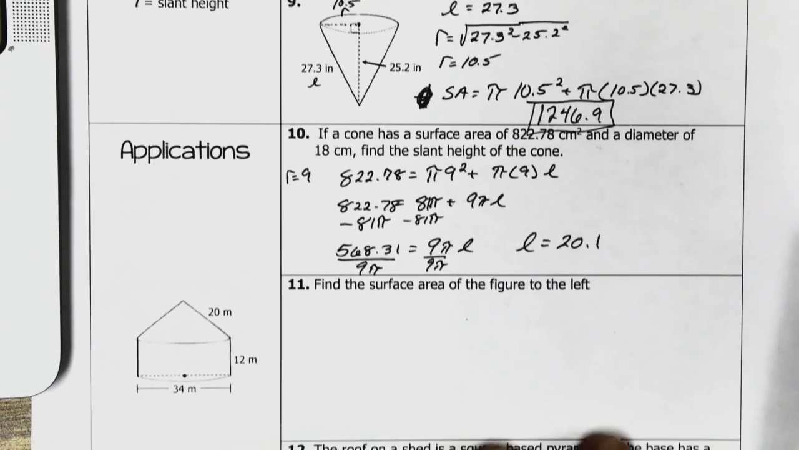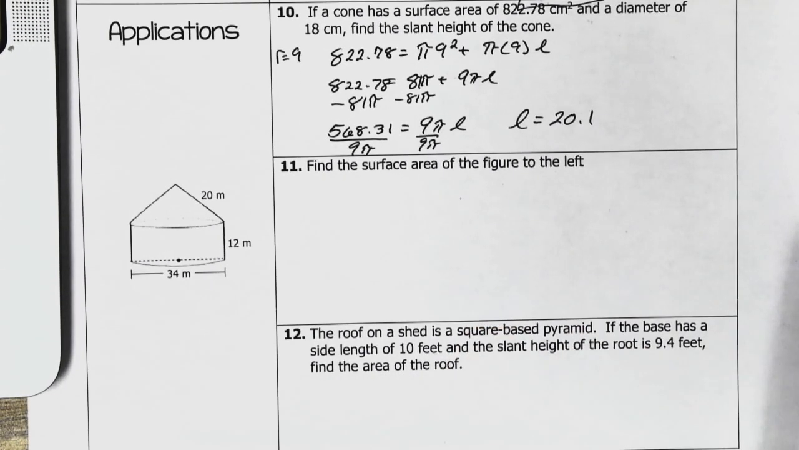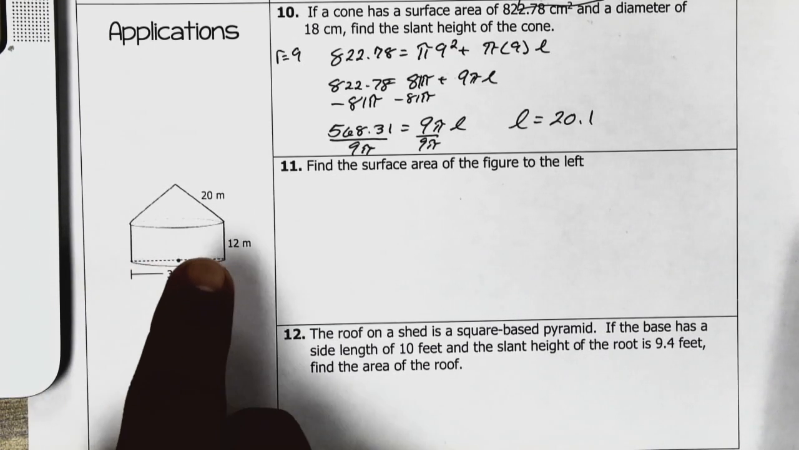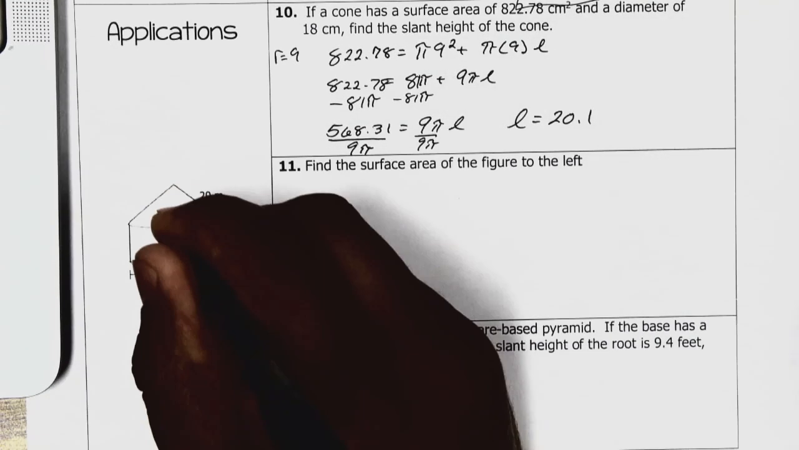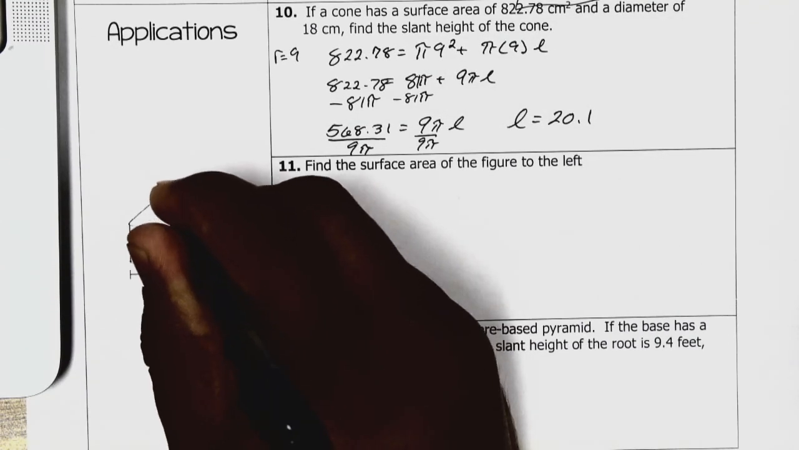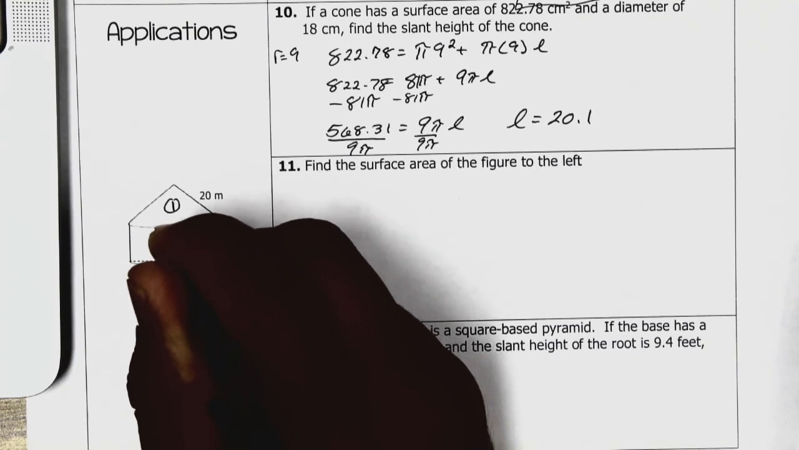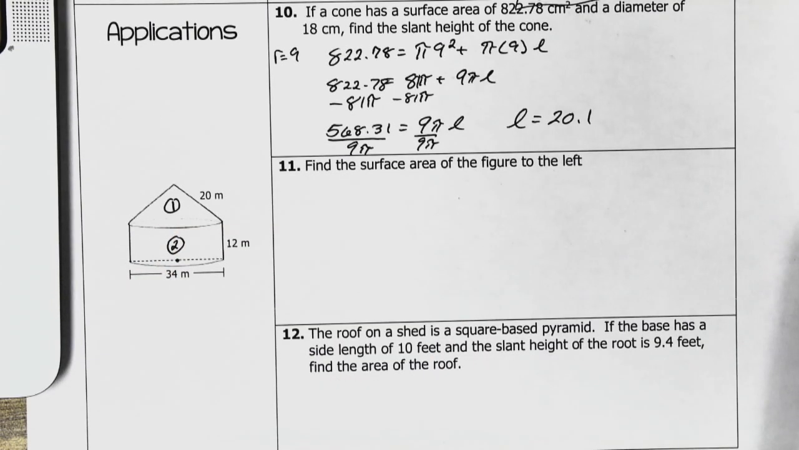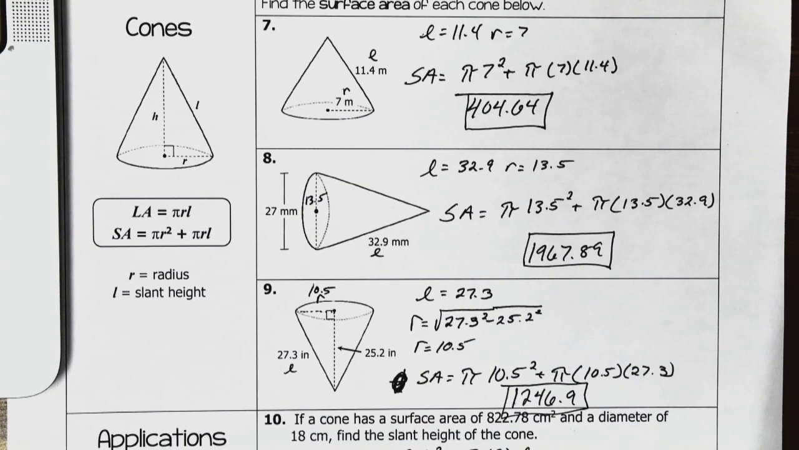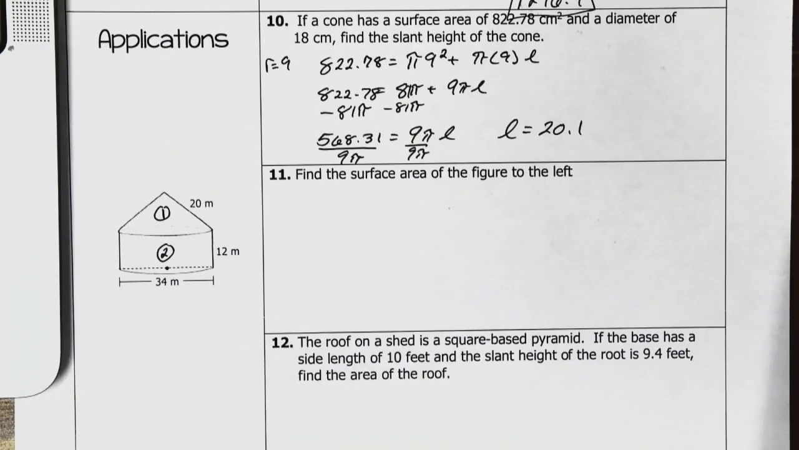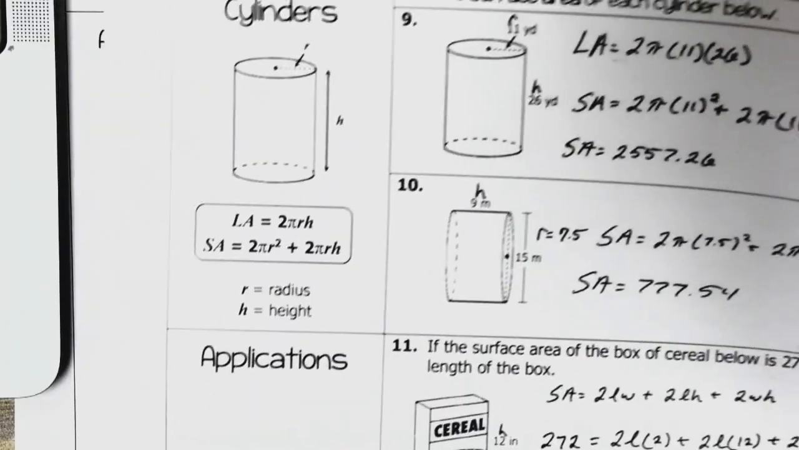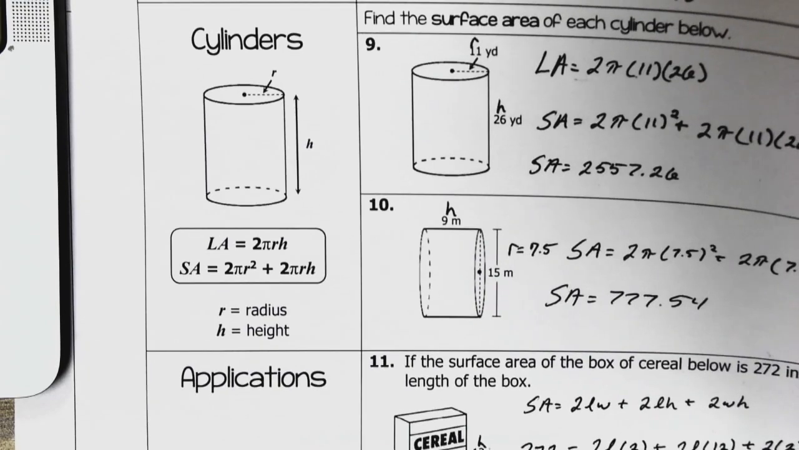All right, now for number 11, this one's probably going to be a little tricky, only because it wants you to find the surface area of this figure. So now this figure is actually 2 figures. This top figure, which I'm going to label number 1, is a cone, and this figure down here is a cylinder. So we're going to have to do the cone formula, which is this formula up here, and we're going to have to do the cylinder formula from the previous lesson.